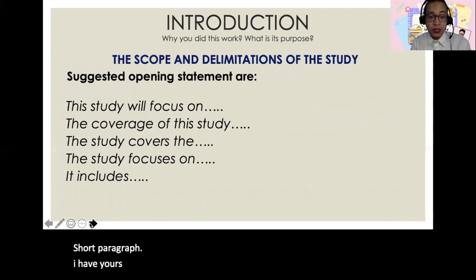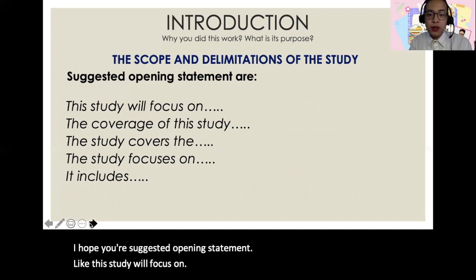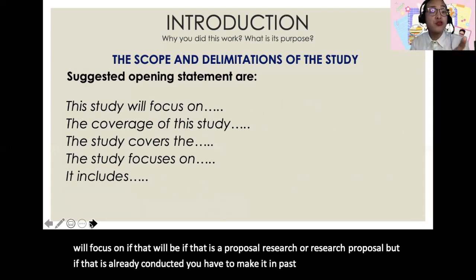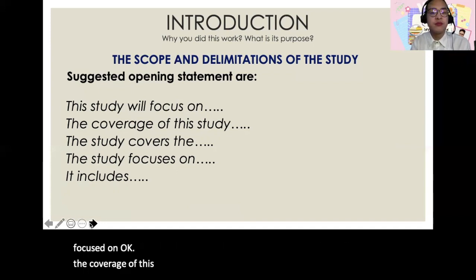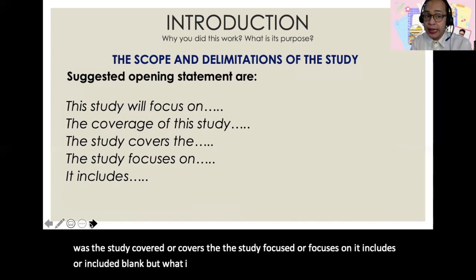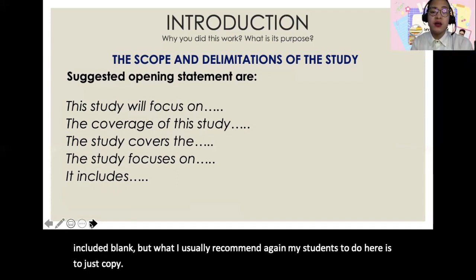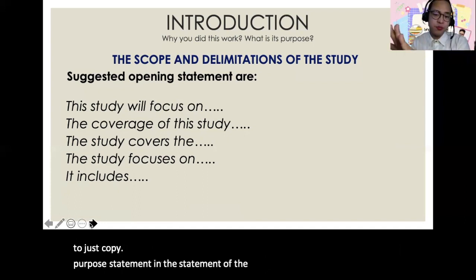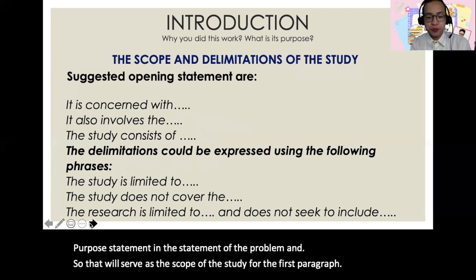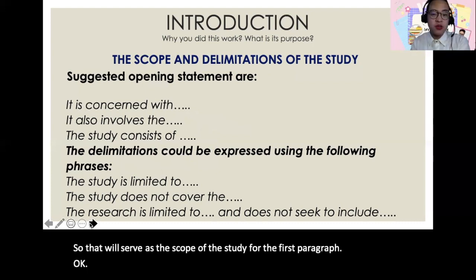I have here suggested opening statements. Like, this study will focus on, if that is a proposal research or research proposal. But if that is already conducted, you have to make it in past form. This study focused on, okay? The coverage of this study was, the study covered or covers, the study focused or focuses on, it includes or included blank. But what I usually recommend, again, to my students is to just copy the purpose statement in the statement of the problem and paste. So that will serve as the scope of the study for the first paragraph. Okay. So these are suggested opening statements.